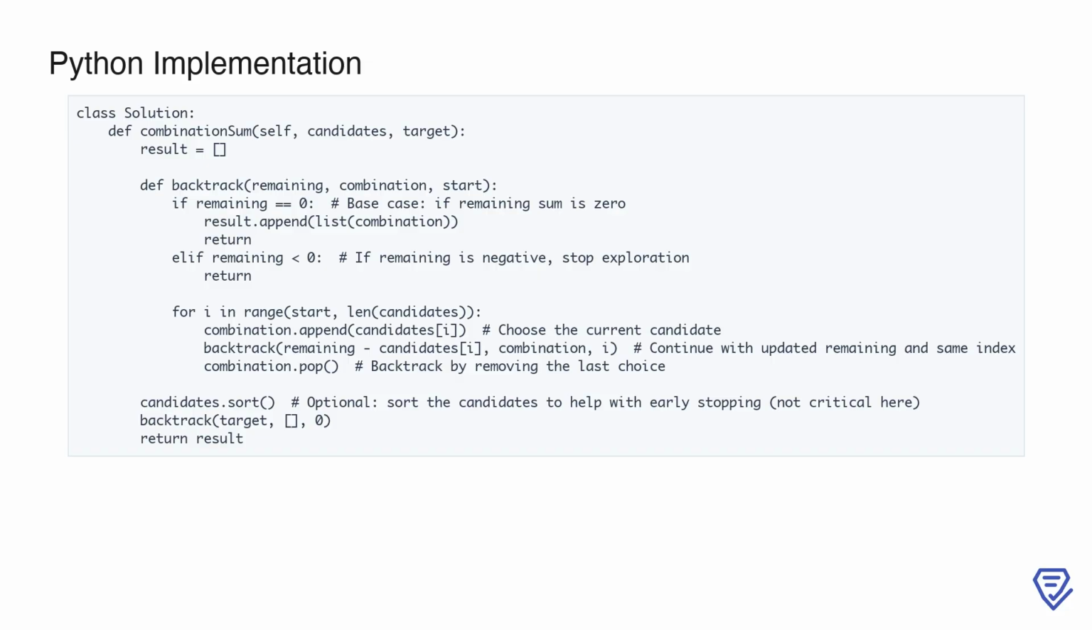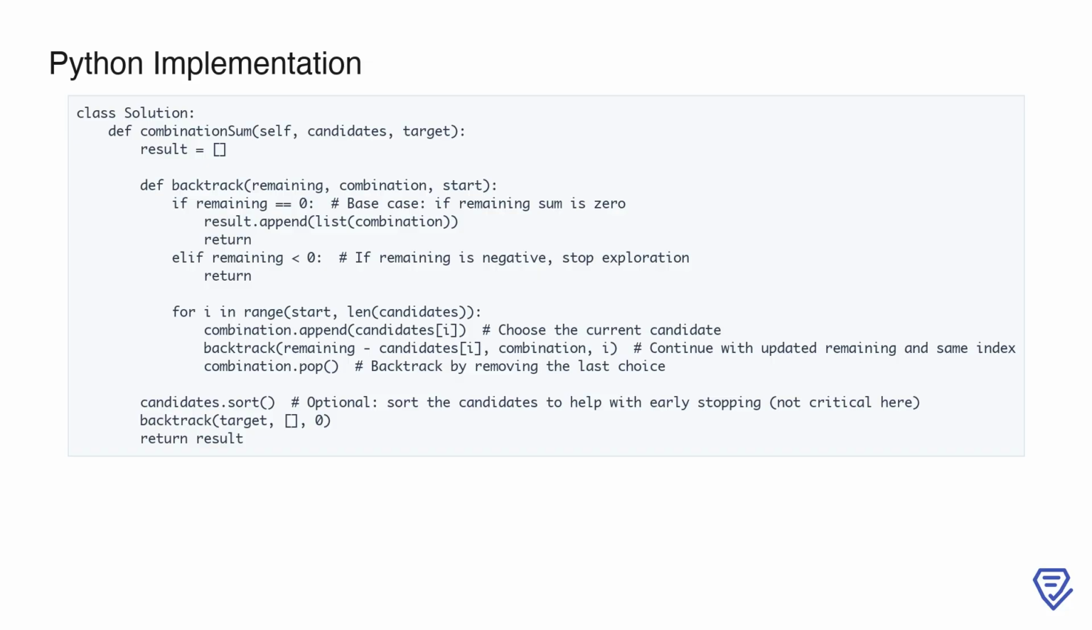4. Recursive exploration. For each candidate starting at index start, the algorithm tries including that candidate by appending it to the combination list. The function recurses with the remaining sum reduced by the current candidate value. After the recursive call, the last added candidate is removed, backtracking, to explore other possibilities. 5. Output. The result list accumulates all valid combinations and is returned as the final output.